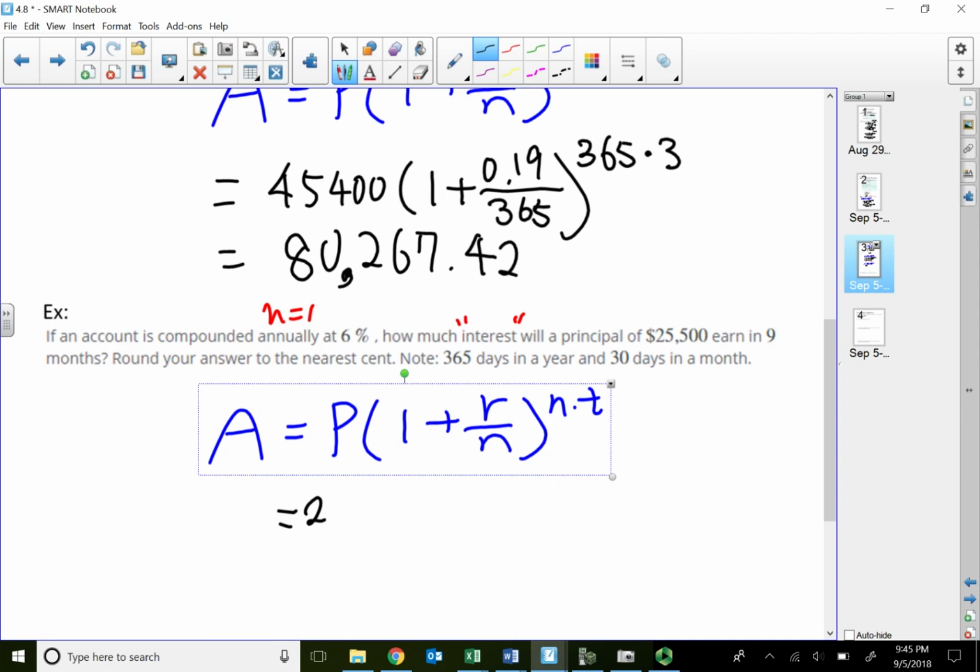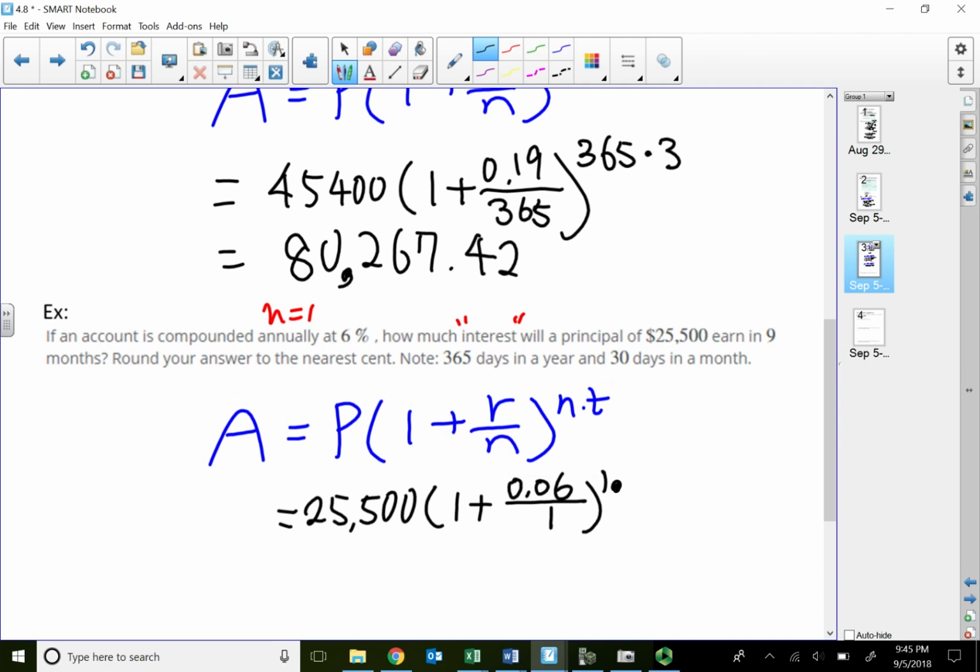So $25,500 times 1 plus 0.06 divided by 1, since it's compounded annually, raised to the 1 times t. T normally has to be in years. This 9 is actually in months, so that will be 9 months out of 12 months in a year.